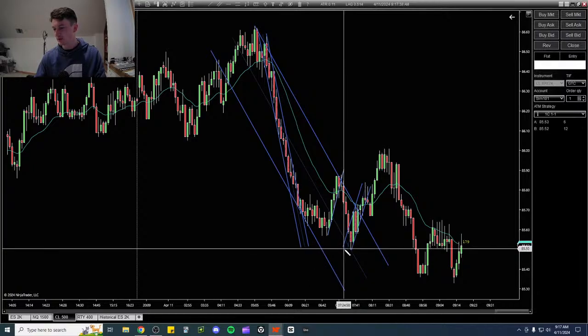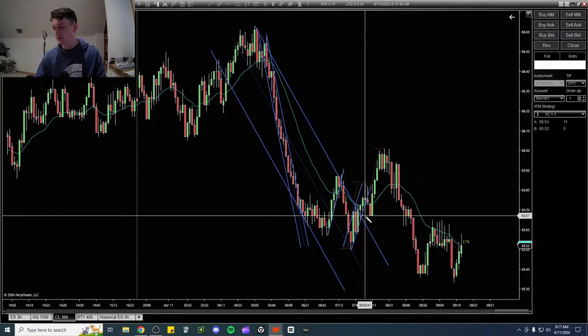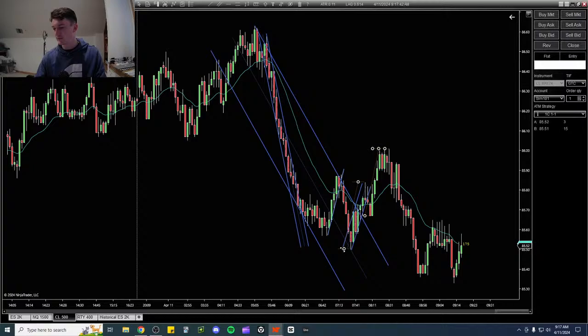Uptrend, break and new high. Looks like two legs up. Basically two perfect legs up, actually. So 1, 2.